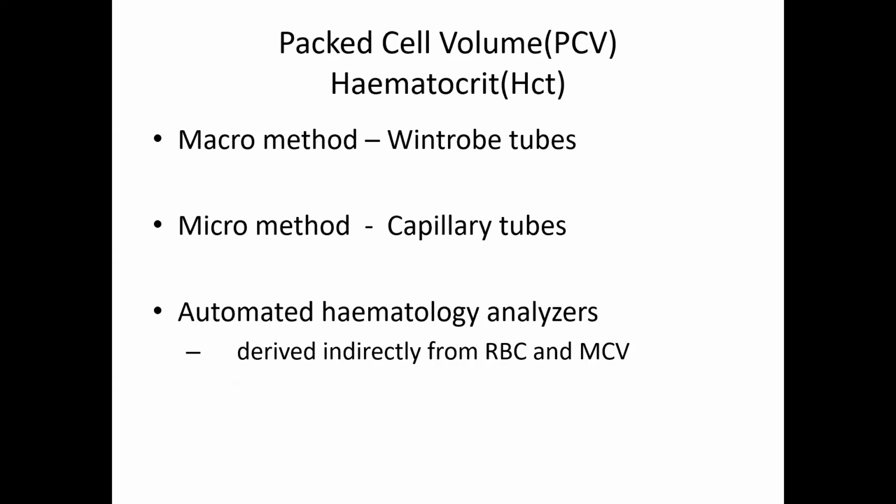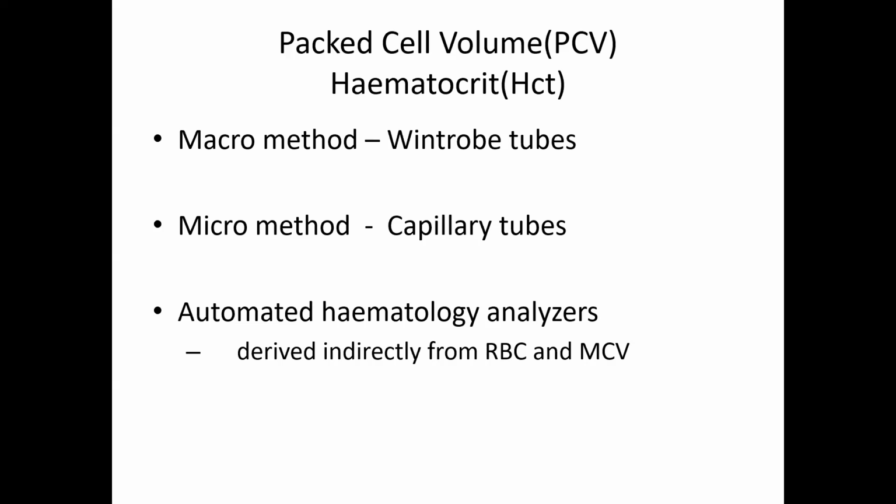Then we have the packed cell volume or hematocrit. We can use a very rough method to do this. You'll come across tubes where we take blood, put it in a tube, centrifuge it, and then look at the ratio of the plasma to the packed cells, and that gives us the packed cell volume or hematocrit. There, we can use either a Wintrobe tube or a capillary tube method. You probably had some experiments where you did this. When you come for practicals, you will also be able to do this.